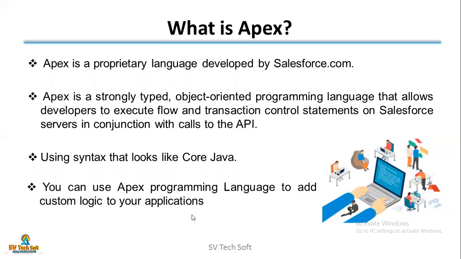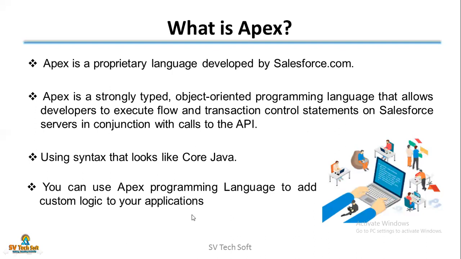First of all, what is Apex? Apex is a proprietary language developed by Salesforce.com, which means it's a native language developed by Salesforce. Apex is a strongly typed object-oriented programming language that allows developers to do any kind of transactional statements on your data. Apex syntax looks like core Java.